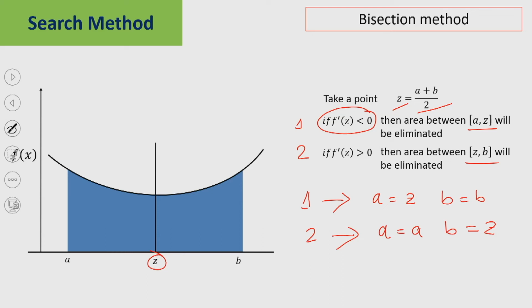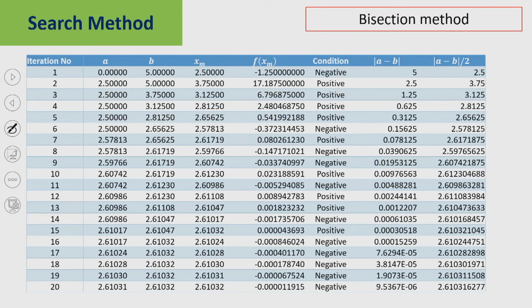So, we will just apply these two conditions, and if we do it for some iterations, you will get the optimal solution of this particular function. Okay. So, let us apply this bisection method.